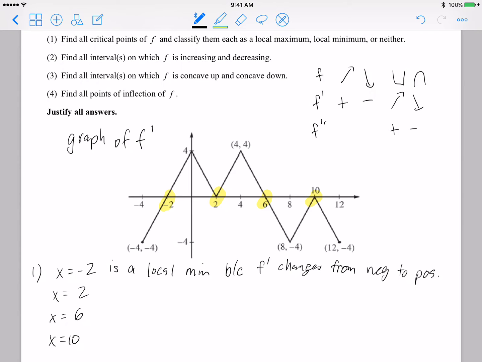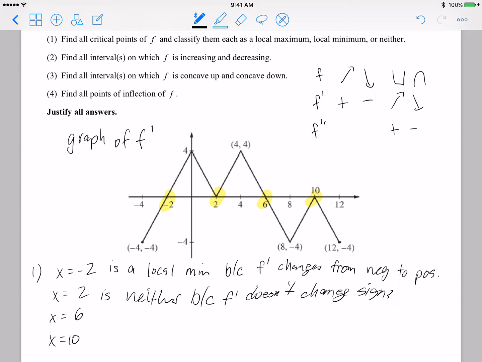Okay, at x equals 2, that's the next critical point, I see that there is no sign change in the derivative. The derivative is positive before 2 and then positive after 2, and so x equals 2 is neither a max or a min, and I don't really need to say that part. I can just say neither, because f prime does not change signs. Okay, so that is the justification on why x equals 2 is neither a max nor a min.